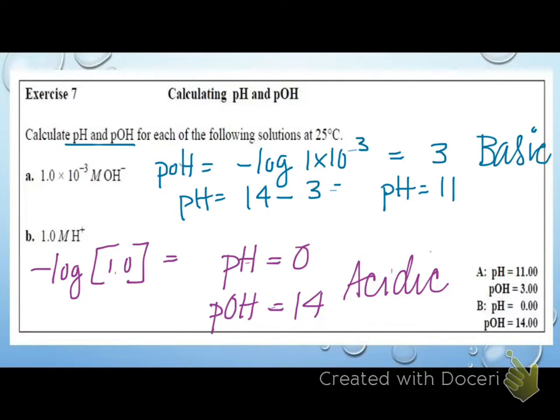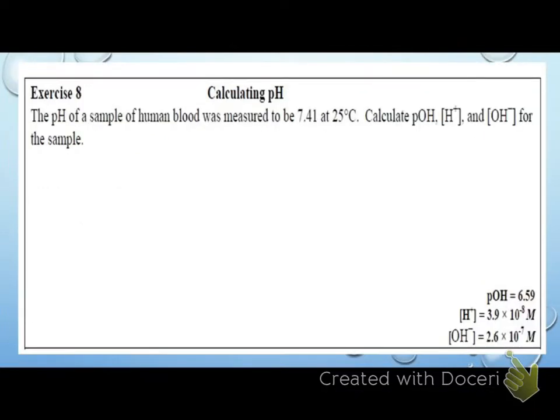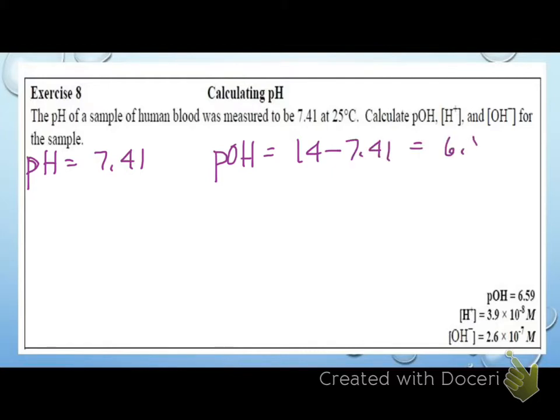Let's do it. Okay, so a pH sample of human blood was measured to be 7.41. Calculate the pH, calculate the POH, the H plus, and the hydroxide for the sample. So let's start with what they gave us. They gave us a pH of 7.41. So very quickly I can do a POH of 14 minus 7.41 is 6.59.